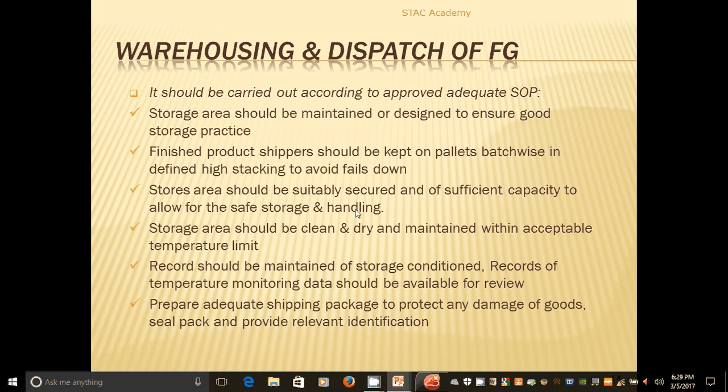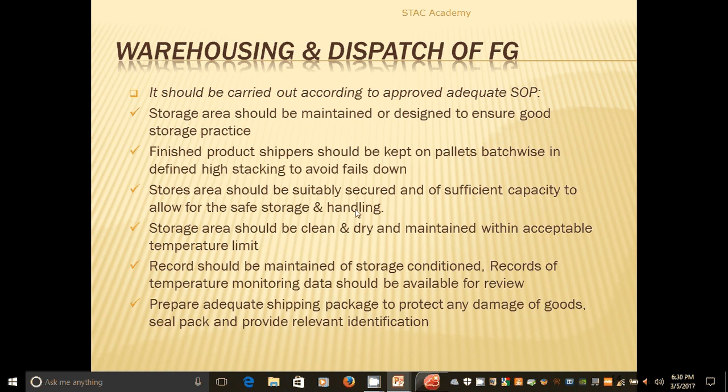Warehousing and dispatch of finished goods. It should be carried out according to approved adequate SOP. Storage areas should be maintained or designed to ensure good storage practice. Finished product shippers should be kept on pallets batch-wise in defined high stacking to avoid fall down. Stores area should be suitably secured and of sufficient capacity to allow for the safe storage and handling.